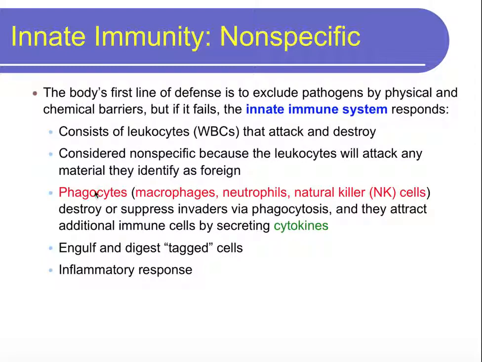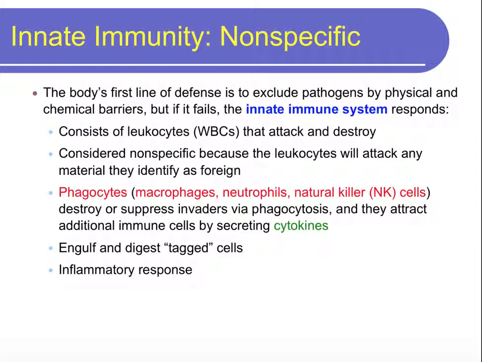And so it involves our phagocytes, like our macrophages, neutrophils, natural killer cells. And these are going to phagocytose and destroy the pathogen. And they will attract other immune cells to the area by secreting cytokines. Now, why would you want to do that? Well, that's because when you have one pathogen that a macrophage, let's say, came across, there's probably not just that one.